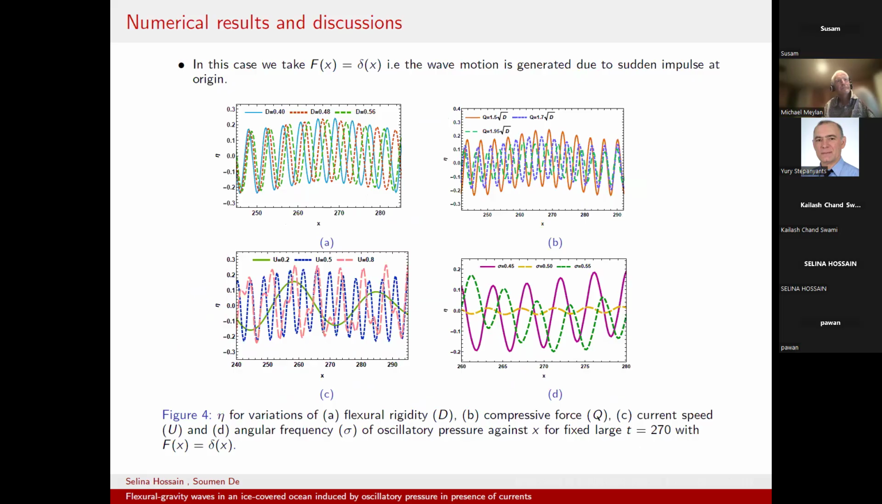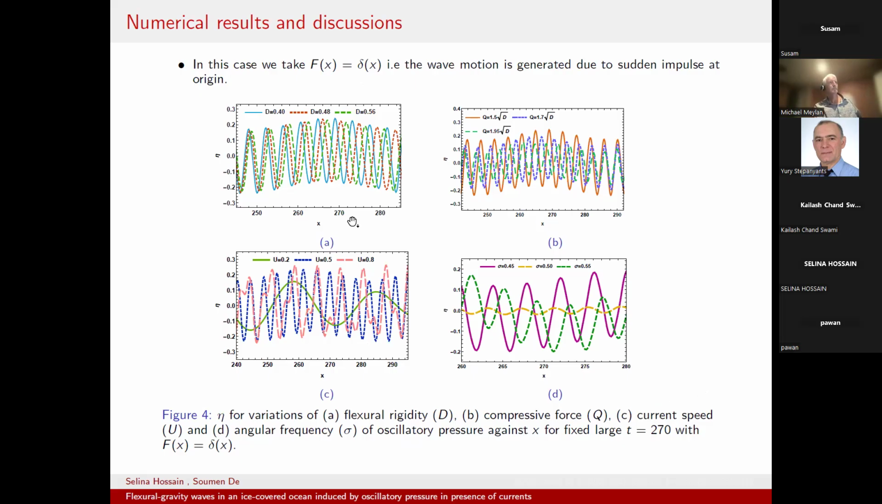Now we have obtained the deflection of the ice-covered surface for an arbitrary pressure f(x) equal to delta(x). That is, in this case, we consider that wave motion is generated due to a sudden impulse at the origin. Figure 4 illustrates the variation in plate deflection plotted against flexural rigidity D, compressive force Q, current speed U, and angular frequency sigma against X for fixed large T.